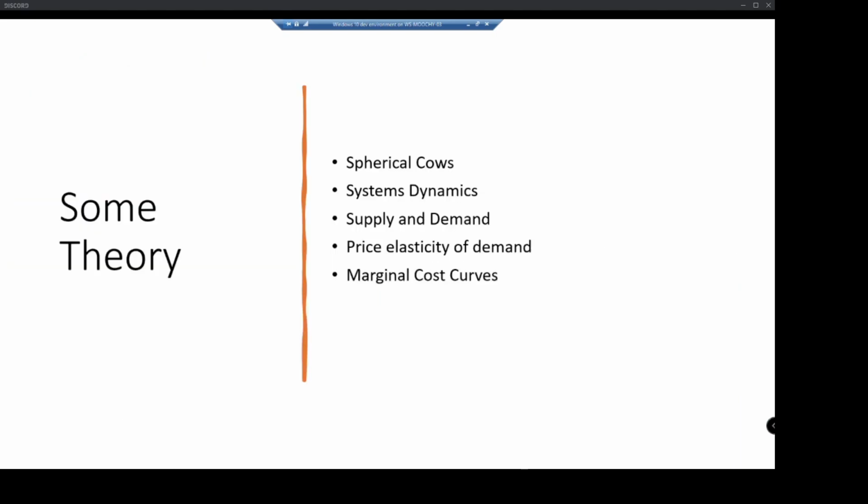So now what I'm going to do is show you a bit of macroeconomics, very basic macroeconomics, because most of this stuff comes from there, and I'm going to show you a bit of systems dynamics because that's relevant as well.